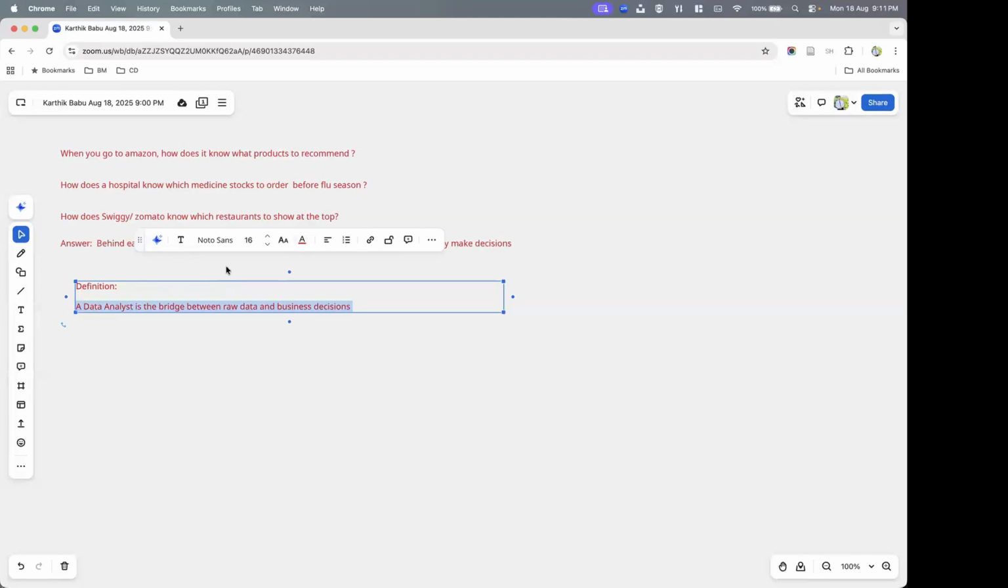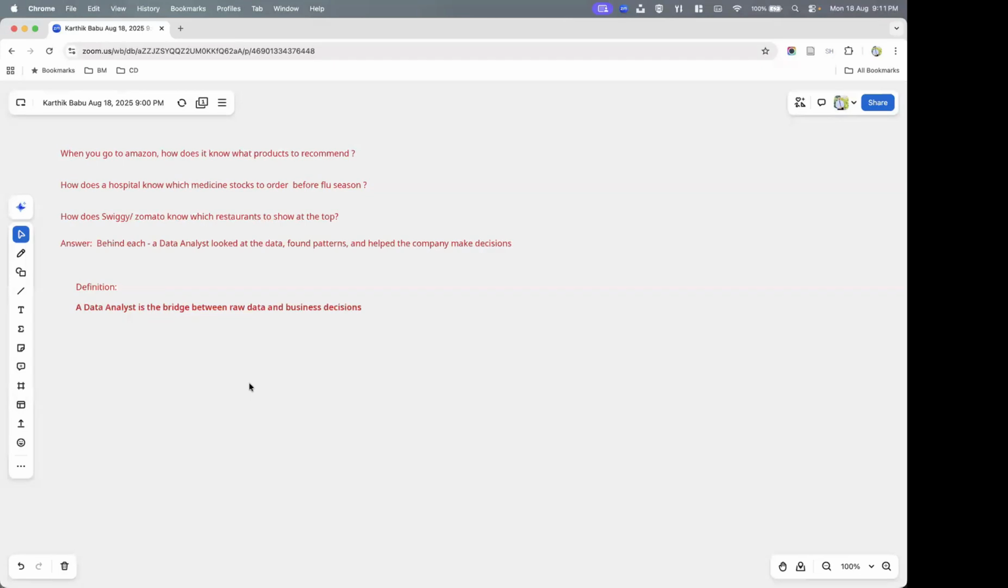What is a data analyst? As of now, the data analyst is the bridge between raw data and business decisions. Very soon our definition will mature over a period of time, but at this point we say that a data analyst acts like a bridge between raw data and business decisions. Clear? Are you able to get the crux? Okay. The next part I want to discuss is the syllabus for data analysis, so that you know what things we are going to cover.